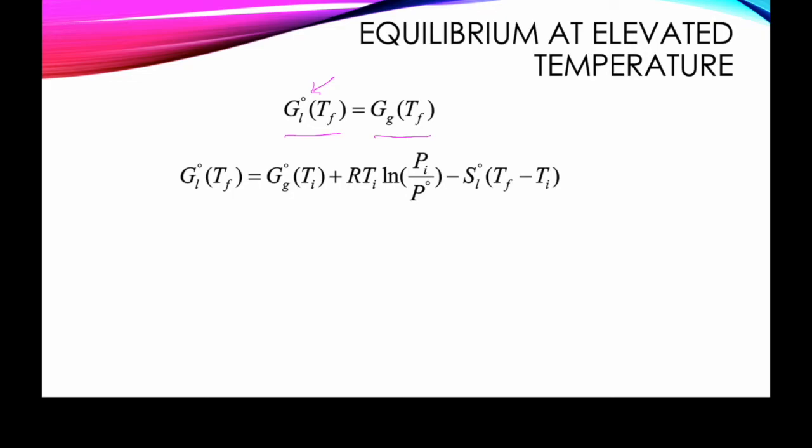And so what we're going to do is just go ahead and go back to the equations that we've already derived. Here is the Gibbs energy at the elevated temperature with our pressure term for the vapor and our correction due to the entropy for the liquid.